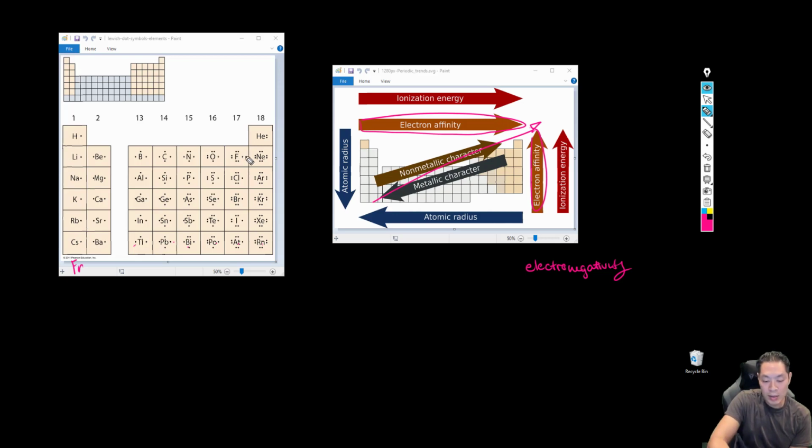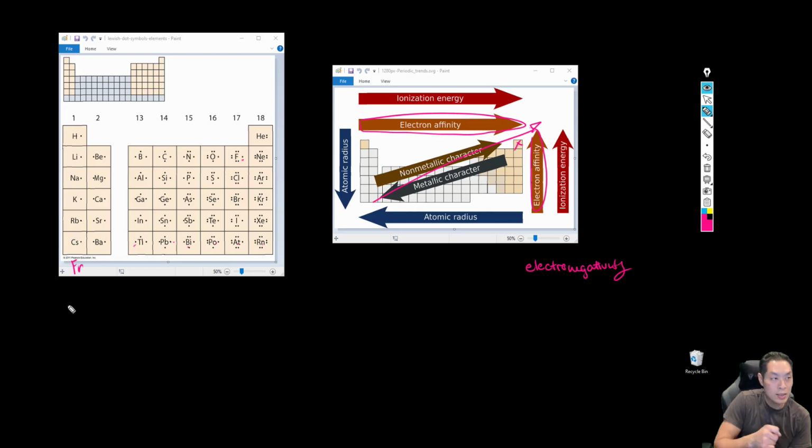Now for fluorine, it's so close to neon. All it needs is 1 more electron right there, and it's there. So there's really little chance that fluorine is going to give up an electron when it's so close to neon. So fluorine really wants electrons, so that's why its electronegativity is the highest up here.